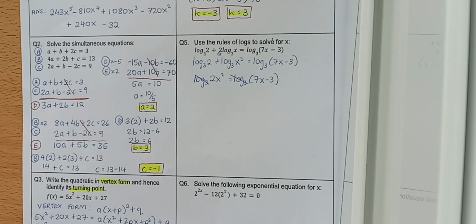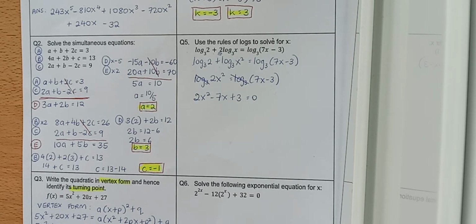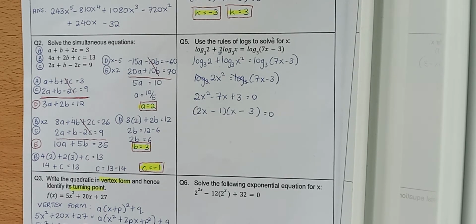Okay, so factorisation solution at this stage. I'm not going to go through the stages of the quadratic. You all know how to do that. I'll just give you the brackets. So we've got 2x minus 1 by x minus 3 equals 0. We get our 2 solutions.